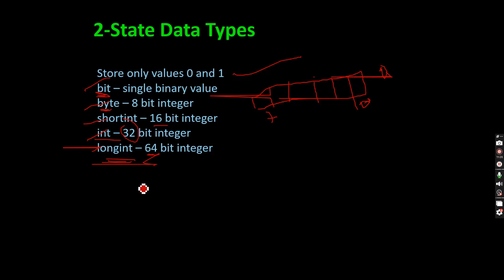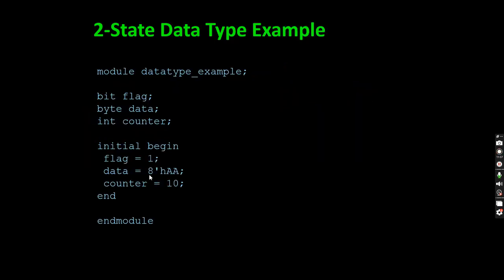So your assignment is that you have to know which are signed or unsigned and what the default values of each data type are. That you have to note in your own notes. And see, these are the two-state data types. This is a small example to understand.